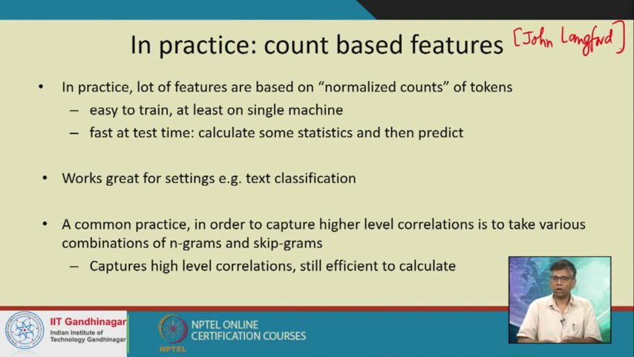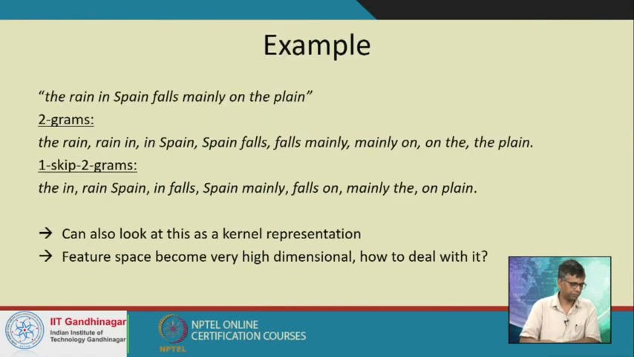A common practice to augment it, if you think that the bag of words model itself is naive to start with, is to take various combinations of n-grams and skipgrams. The intuition is that if I take bigrams, trigrams, etc., and skipgrams, we'll be able to capture high-level correlations, but they are still fairly efficient to calculate, and therefore we capture the high-level correlations while retaining the efficiency of feature construction.